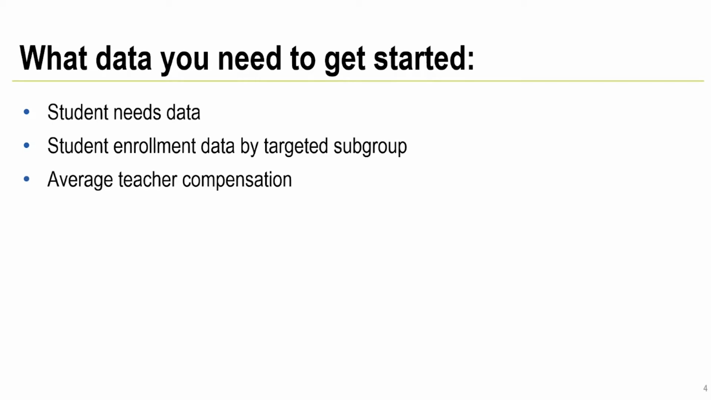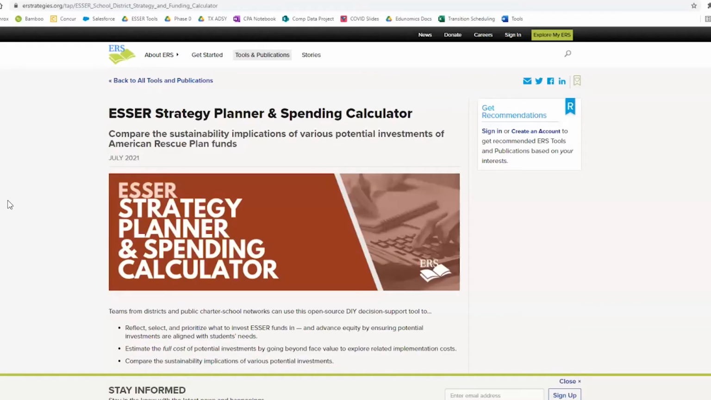There's some baseline data everyone will need to use this calculator. You should have handy student needs data, student enrollment data by targeted subgroup, and average teacher compensation. You may need more data depending on the strategies you are selecting. Okay, so now that we've got that primer done, let's do a quick walkthrough. First, you will click on the link on the ERS website and make a copy.